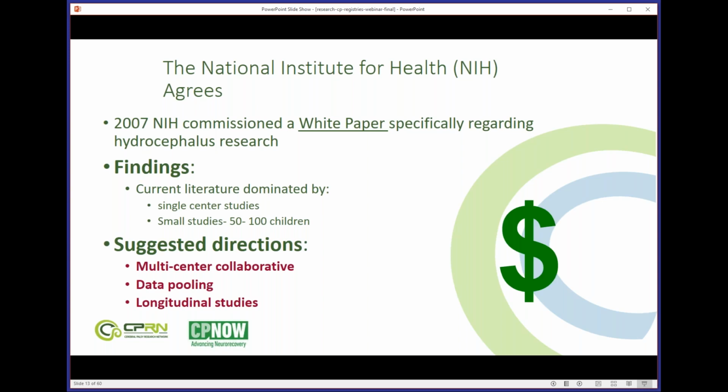So in response to that, without getting into the birth of the HCRN, why isn't that done most of the time? That's what the dollar sign means: because the multi-center, the data pooling, and especially the longitudinal studies are a very costly endeavor.